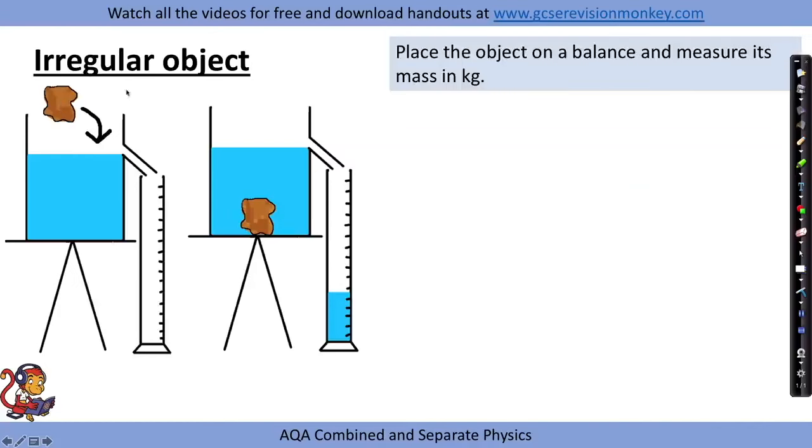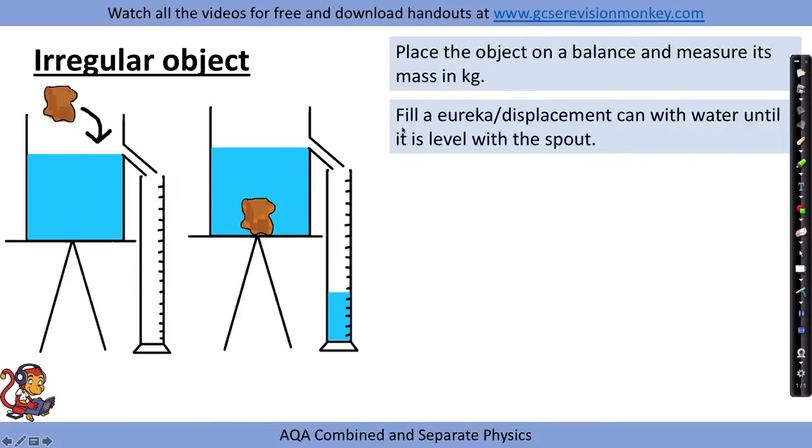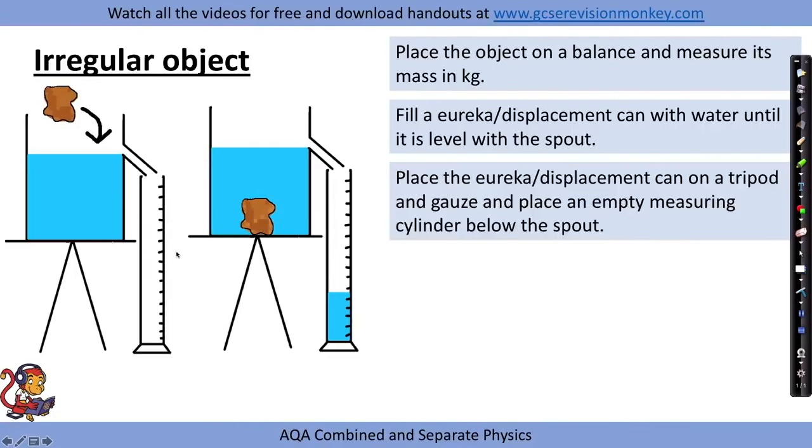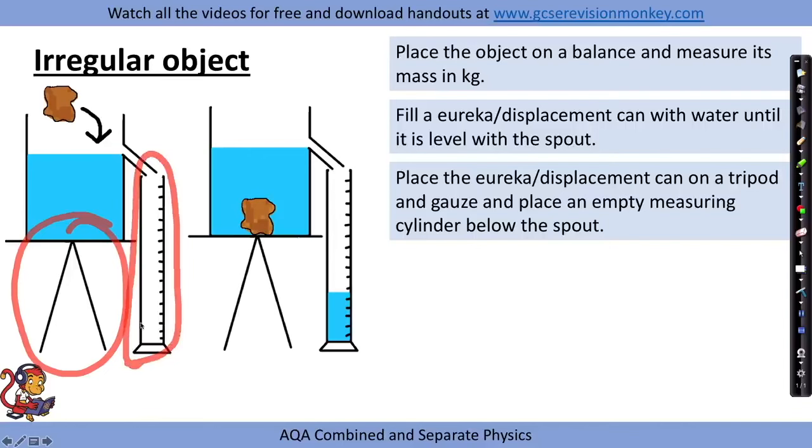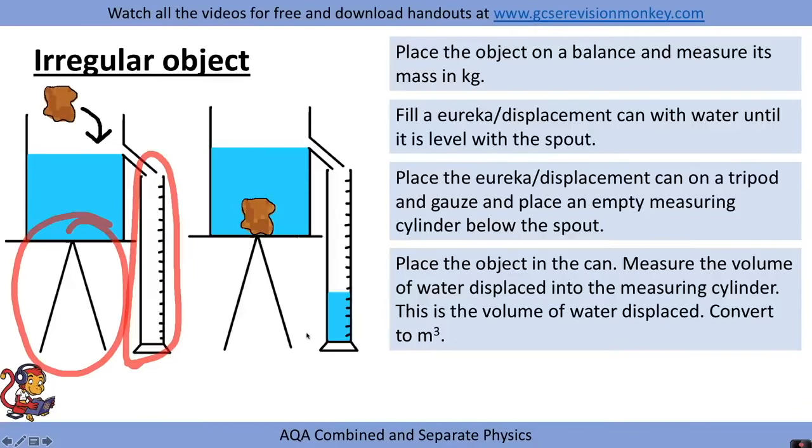For irregular objects, we again need to calculate the mass by placing the object on a balance and measuring its mass in kilograms. To find its volume, however, we need to fill a Eureka can, or you may call it a displacement can, with water until it is level with the spout. We will place the Eureka can on a tripod and gauze, and we will place an empty measuring cylinder below the spout. We will then place the object in the can and measure the volume of water displaced into the measuring cylinder and convert this to meters cubed.